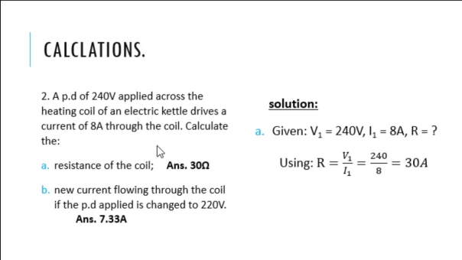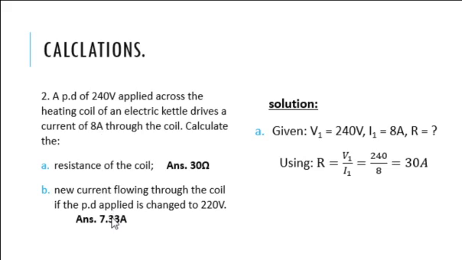Now we should be able to guess what the current should be. The current is going to drop since there is voltage drop. If the voltage drops, the current drops, and if the voltage is increased, the current will increase. So what we have here is 8 ampere when we're having 240 volts. By the time the voltage is dropped to 220, our new current should be lower than 8 ampere, and this is what we have at 7.33 ampere.